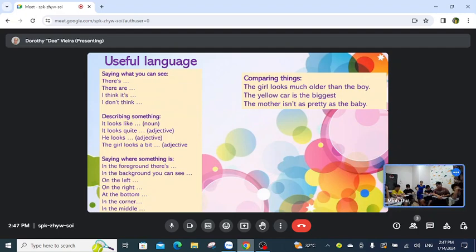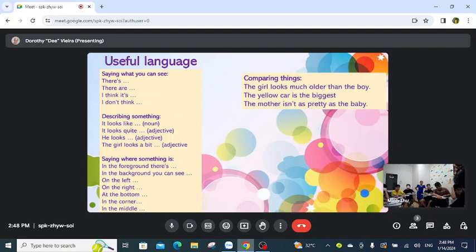It looks quite old, it looks quite new. He looks sad, he looks happy, he looks bored, he looks worried, he looks excited. Okay? The girl looks a bit worried, excited, nervous, bored. And then this third part here where I'm moving the arrow, this is very important.